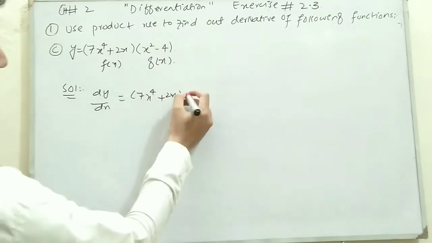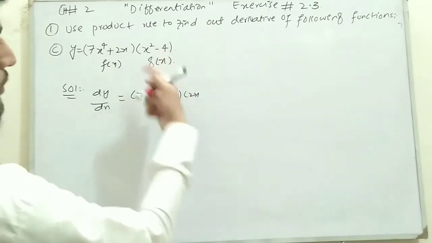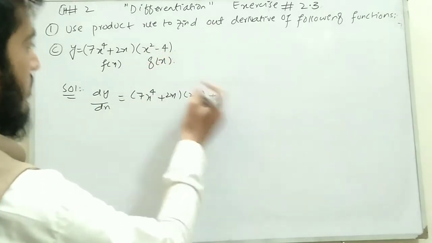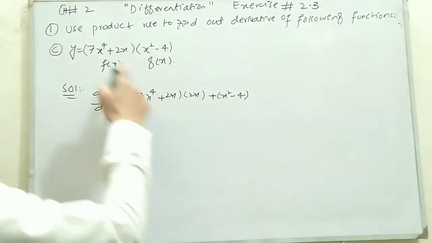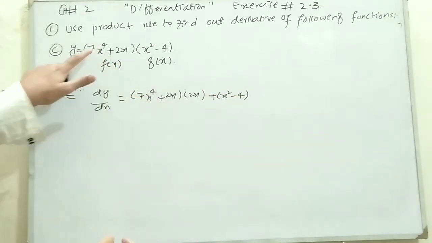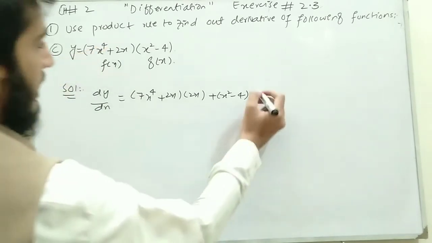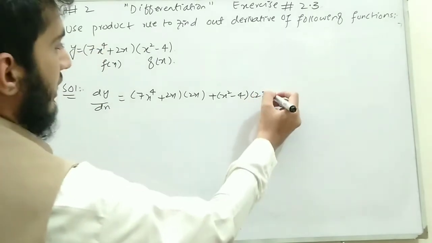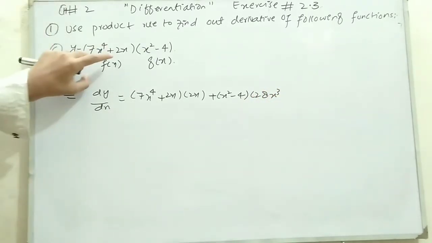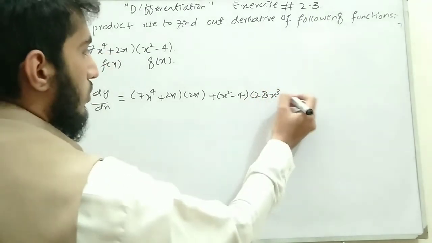So the derivative of x² is 2x, and the derivative of 4 is 0. After this, plus the second function, which is x² − 4, multiplied by the derivative of the first function. So 4 comes to the front of 7, and 7 times 4 gives us 28, and in the power we subtract 1, so it becomes x^3. After this, the derivative of 2x is plus 2.